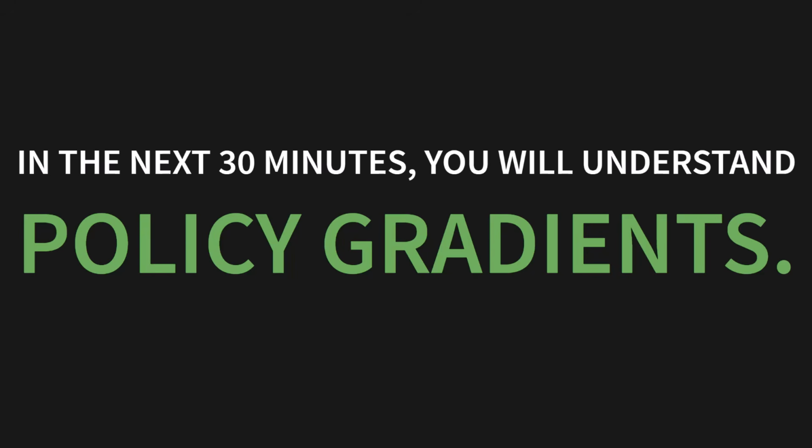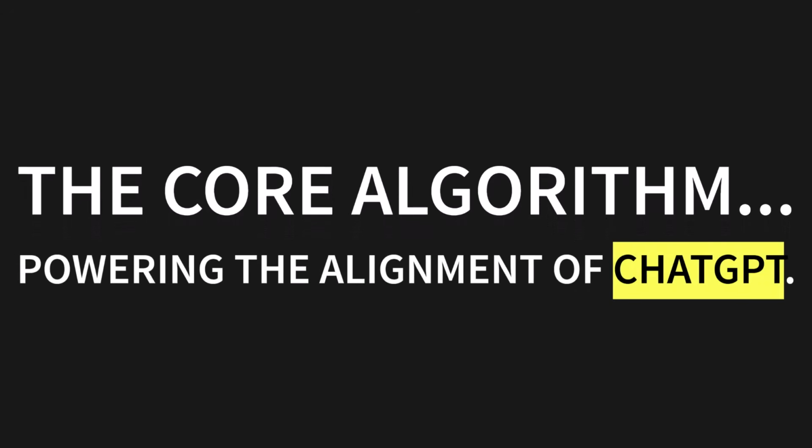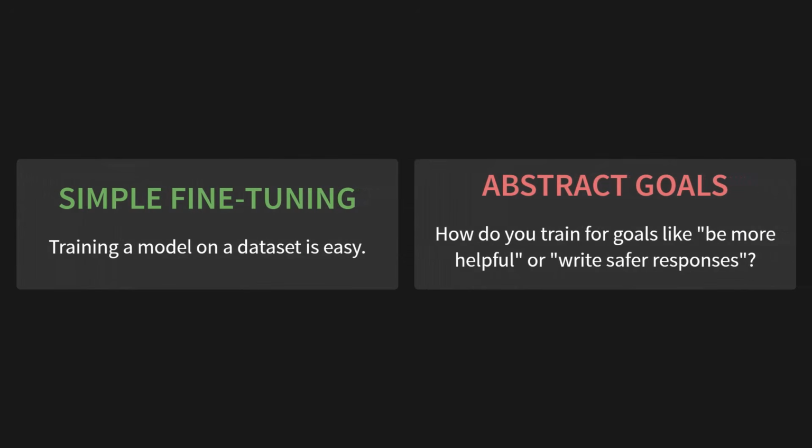In the next 30 minutes, you will understand policy gradients. This is the core algorithm powering the alignment of ChatGPT. Think about it. Training a model on a dataset is easy. We call that simple fine-tuning. But what about abstract goals? How do you train for goals like be more helpful or write safer responses?